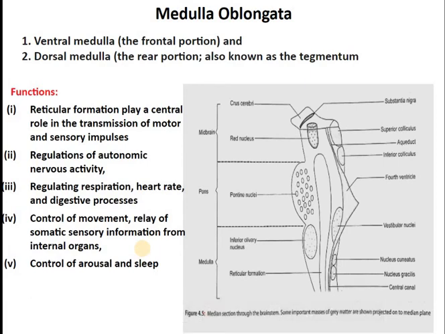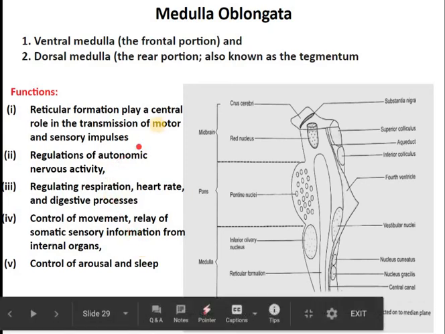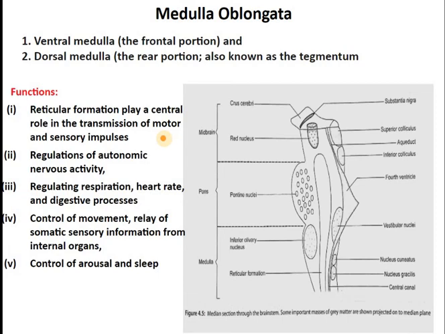It can play an important role in controlling the arousal and sleeping cycle. Okay, arousal and sleep. This can be controlled, obviously, with the help of the thalamus. Thalamus is the major source, and the reticular formation present in the medulla oblongata is responsible for transmission of the motor and sensory impulses. Clear? So these are the functions of the medulla oblongata mainly.